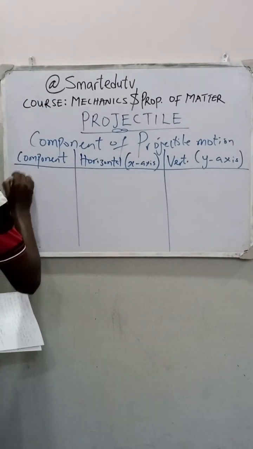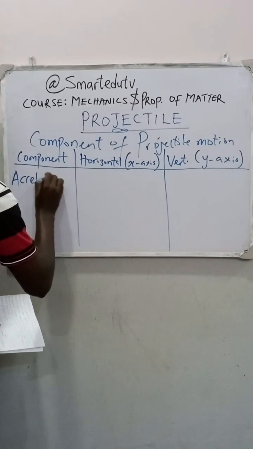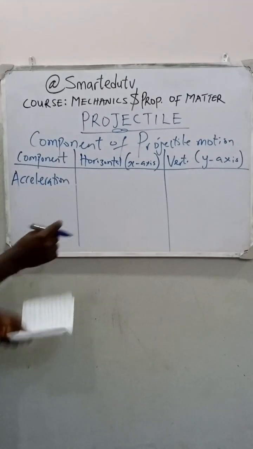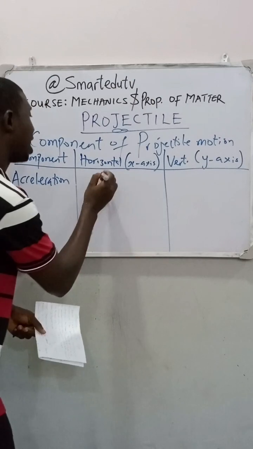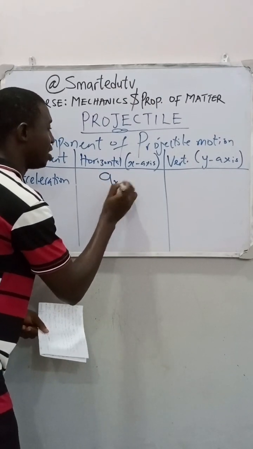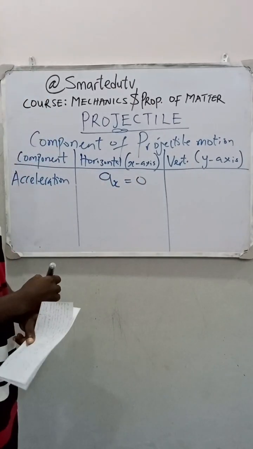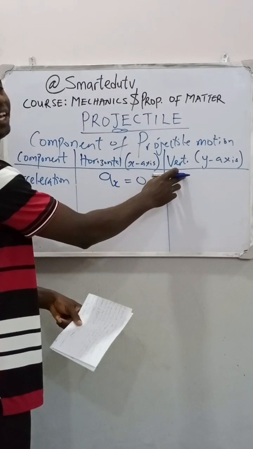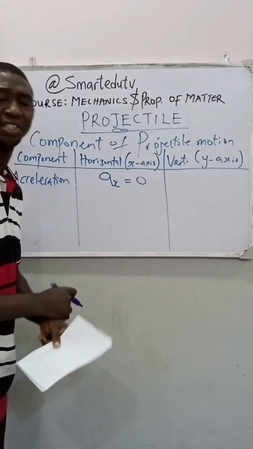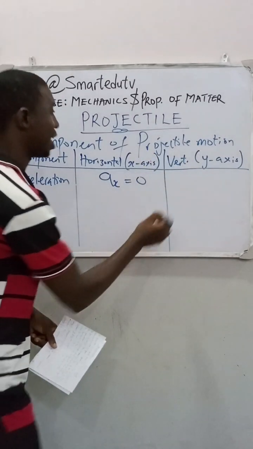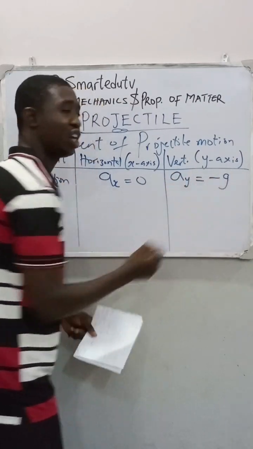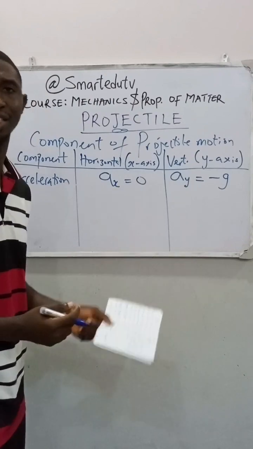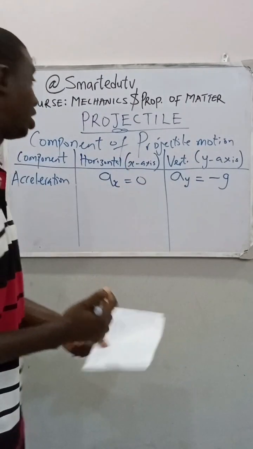In terms of acceleration, along the x-axis, we said there is no acceleration, that is, acceleration along the x-axis equals 0. In terms of the vertical component, the y-axis, acceleration along the y-axis equals negative g. Why? This is simply because the acceleration is going against gravity.